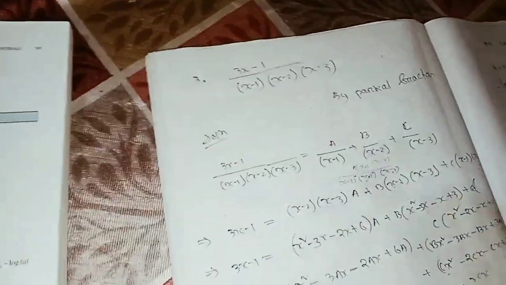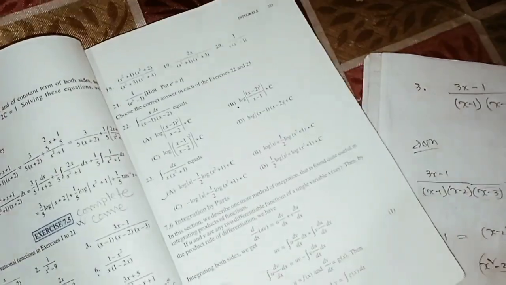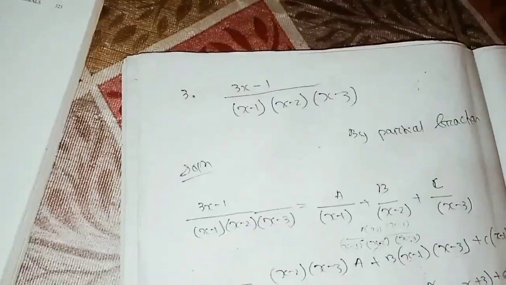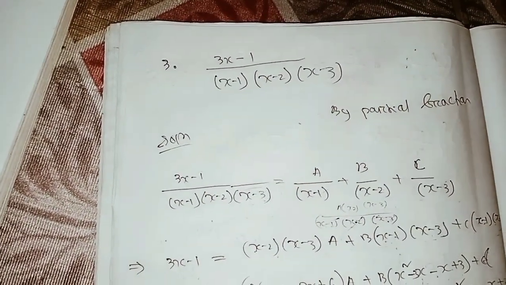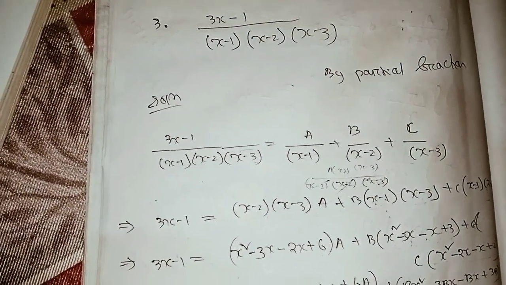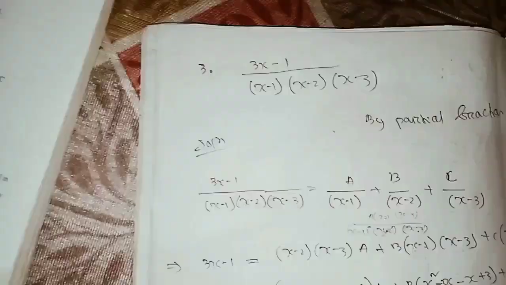So my dear friends, this is question number third. At first I take a glance at this question. So this is your beautiful question number third. You can see x minus 1 is divided by x minus 1 into x minus 2 into x minus 3, with the help of partial fractions. This partial fractions is very, very important and crucial. You have to remember. So my dear friends, let's get started.